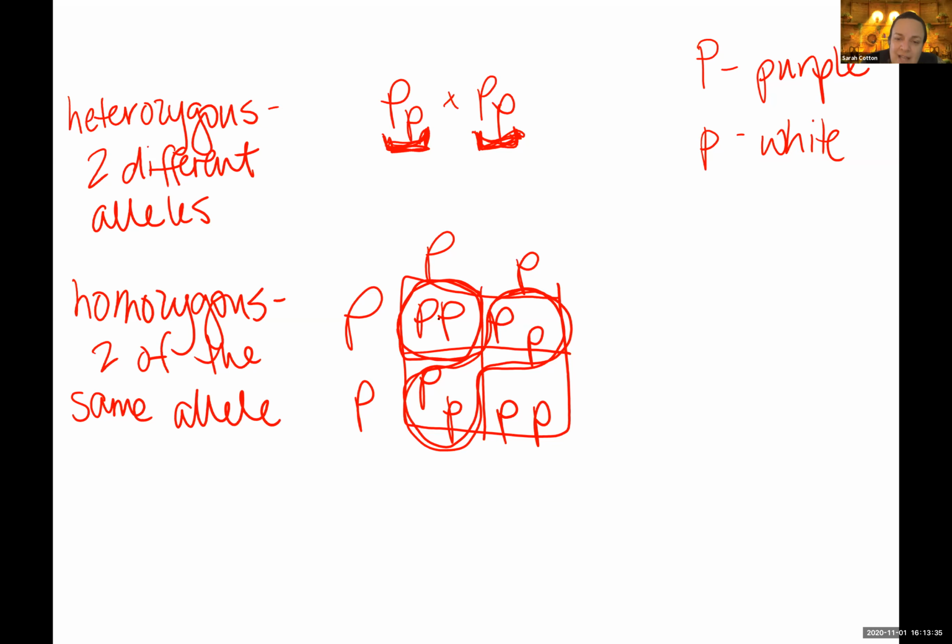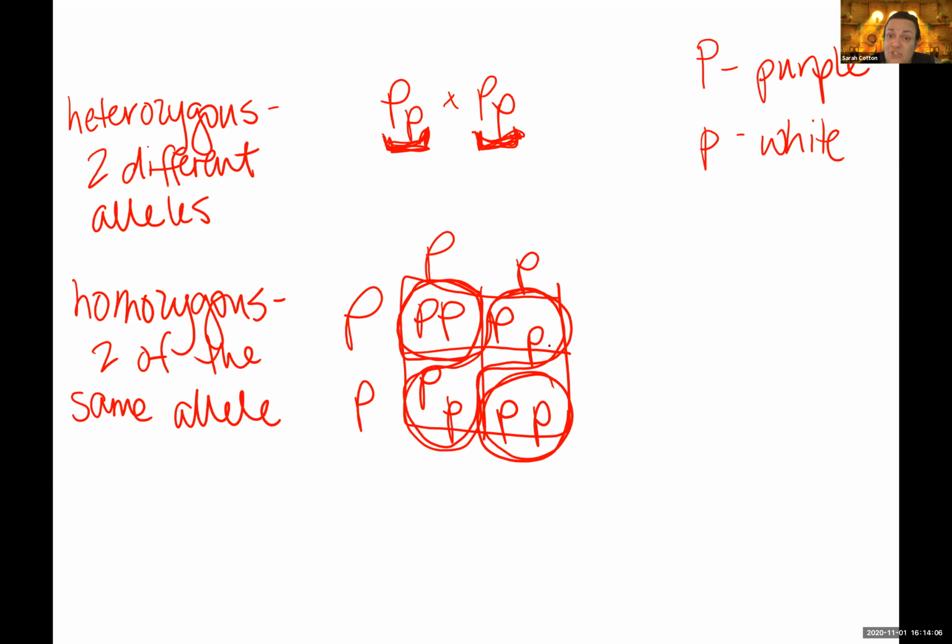Okay, so they're heterozygous. Now, what about this? That's two little p's. So first of all, is it homozygous or heterozygous? Homozygous, because it's two of the same. And we would probably say homozygous recessive, because it's two of the recessive alleles. Now, what would the appearance be? What would that plant's flowers look like? Would they be purple or would they be white?